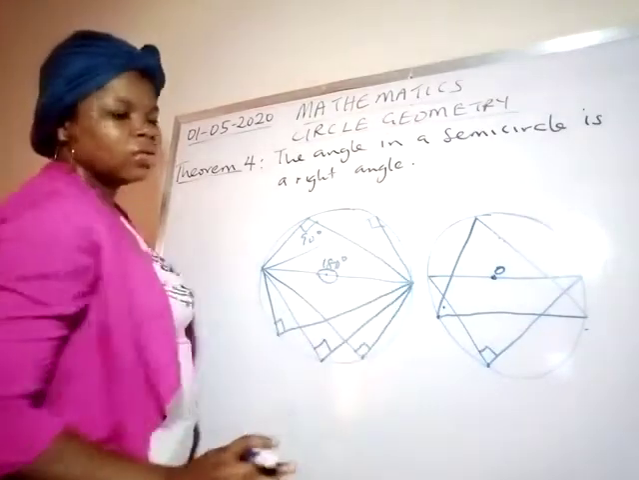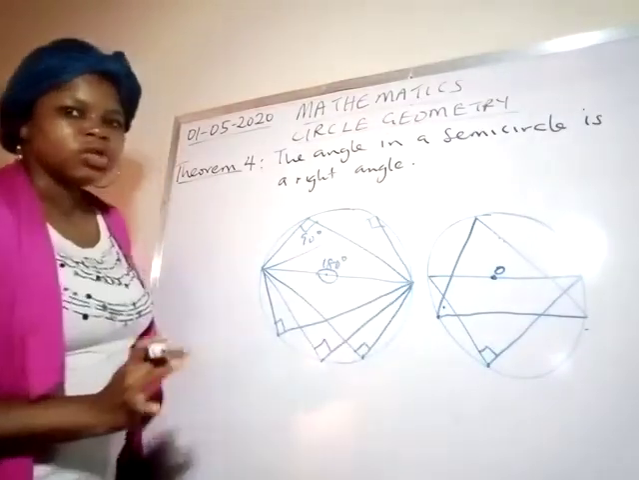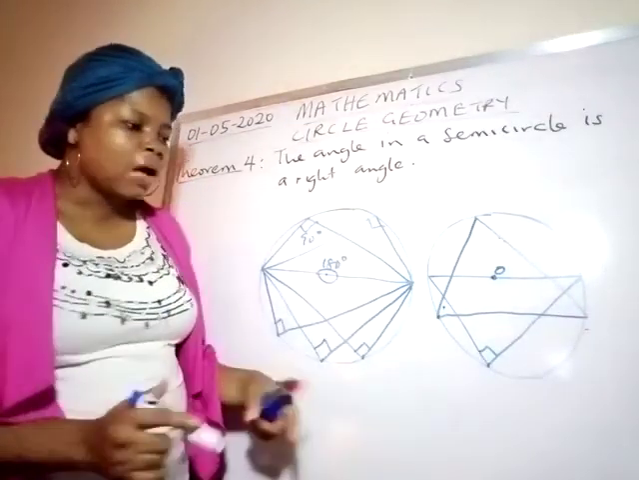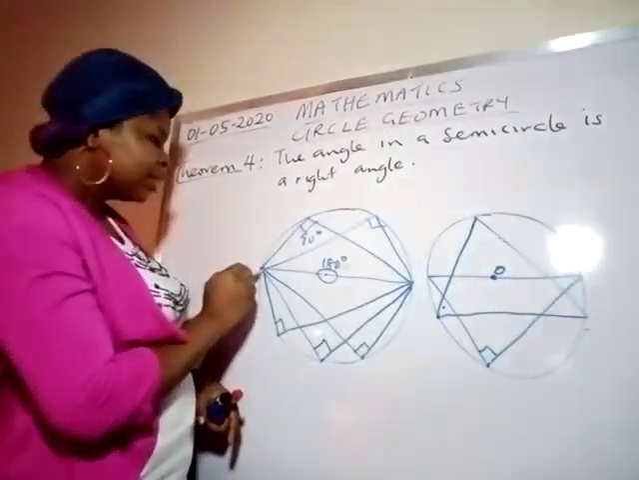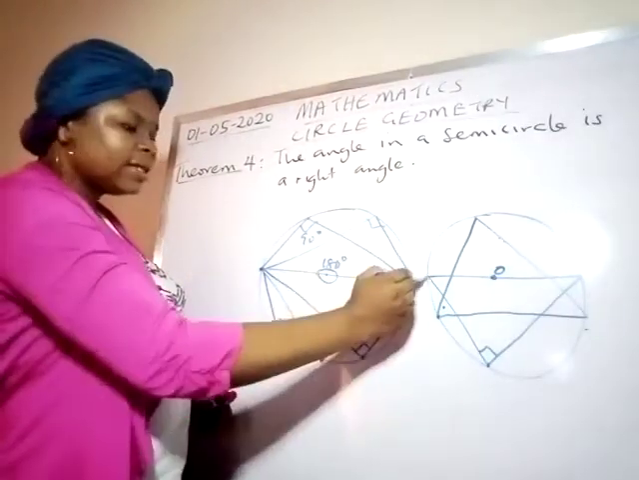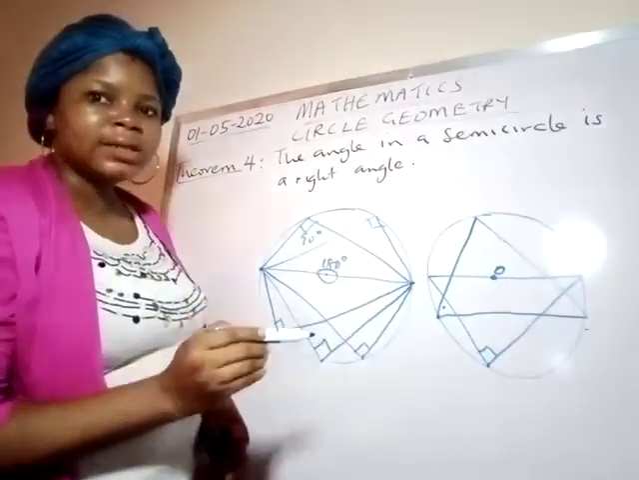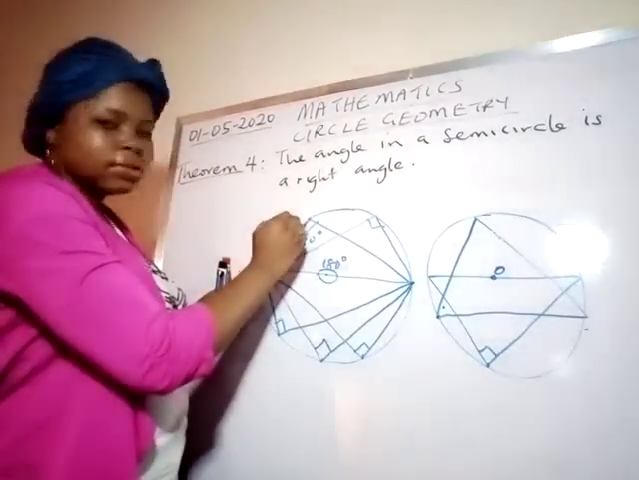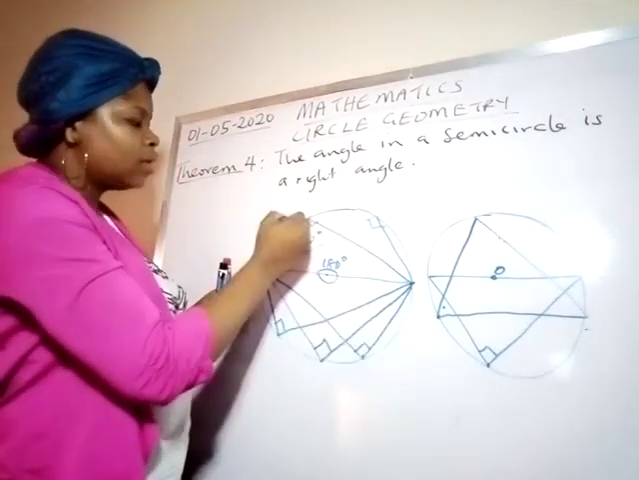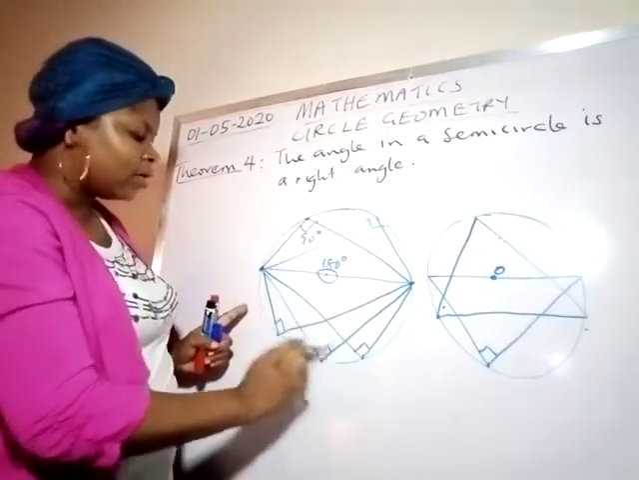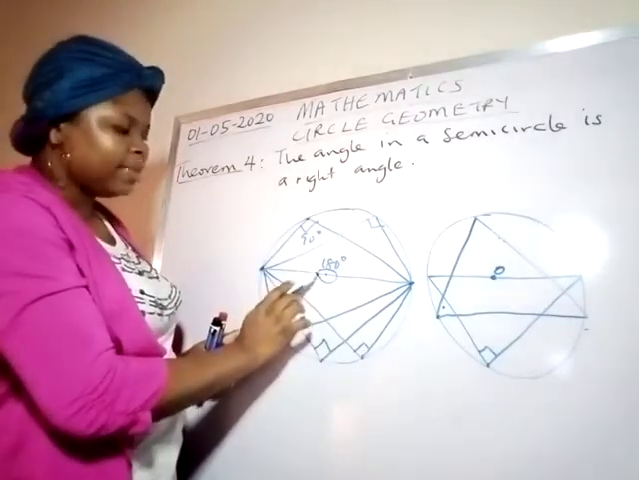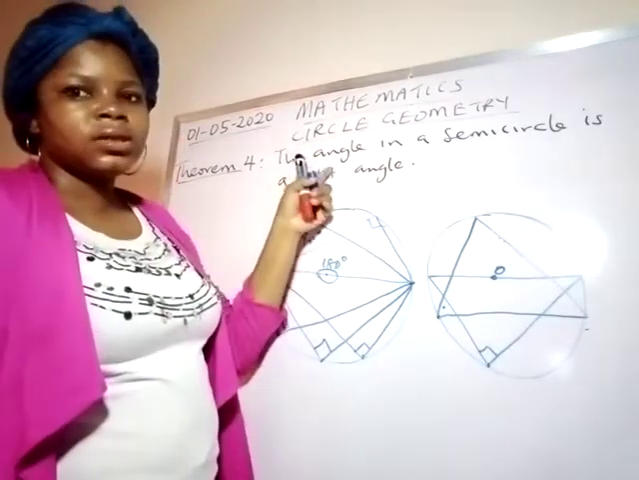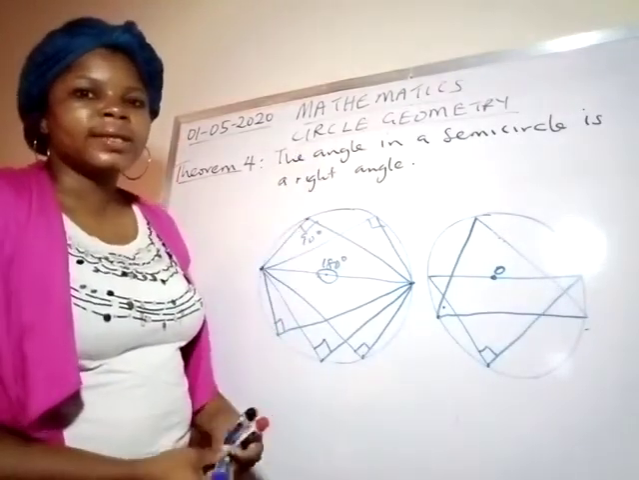So always take note of that. What you need to trace is: is it a semicircle? If it's a semicircle, that means the chord, that is the straight line which passes through the center of a circle, is going to come from this arc and extend to the circumference. If you have another chord entirely that is not a diameter, you are not going to obey this theorem. Do you get that now?